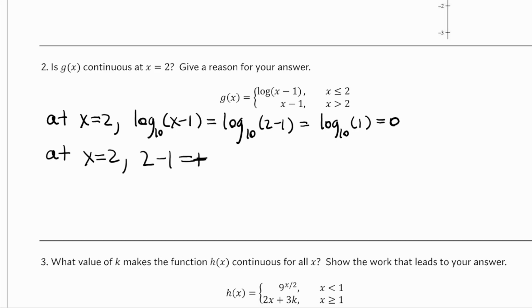But these aren't the same. Whoops, it's supposed to be highlighter. Okay. So since we are not seeing the same values here and there, the function's not continuous. It's got a jump discontinuity. It's jumping from 0 to 1 at x equals 2. So I'm going to say no. G of x is not continuous. But the reason is the work I did up above.